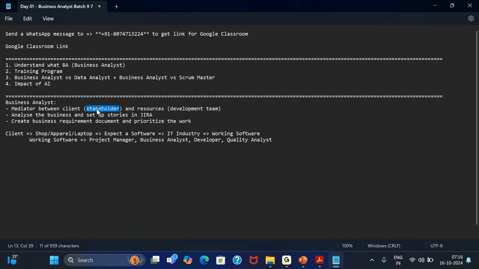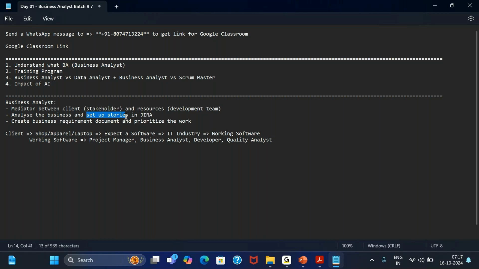Now whatever information is extracted out of the stakeholder must be documented somewhere. Okay, we just cannot keep the information inside our head. That is where we get these requirement documents, where you take that information and put it in a requirement document. Then, in order to track the work efficiently, you help set up stories. Okay, user stories. Now what are these user stories? How are they written in Jira?